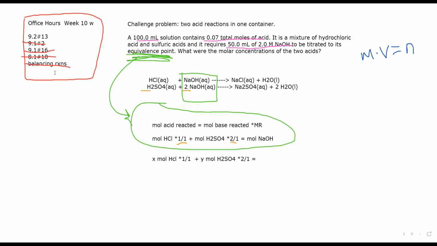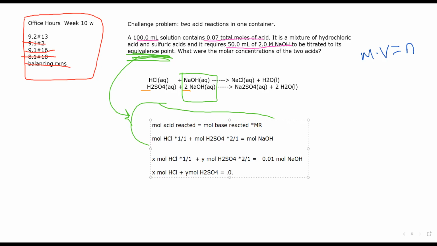Okay. And then the last thing that I want to put in this calculation is my 0.05 times 0.2. I think that's 0.1. I'm going to double check: 0.05 times 0.2, 0.01. Perfect. So I can put in 0.01 moles of sodium hydroxide. Now, I don't know what amount of this sodium hydroxide reacts with the sulfuric acid or the HCl, because I don't know how much HCl there is. I don't know how much sulfuric acid there is. What I do know is that my X moles of HCl plus my Y moles of H2SO4 will add up to a total of 0.07 moles total.